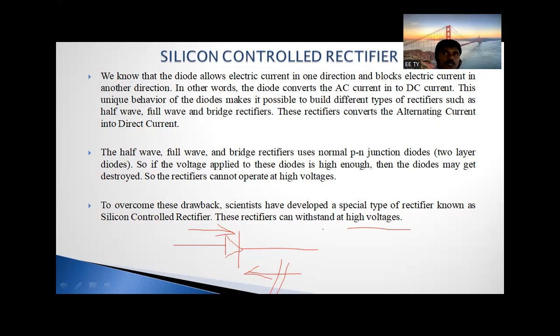For example, in HVDC transmission systems, we have to transfer power over long distances, and we need to transfer this power in DC.